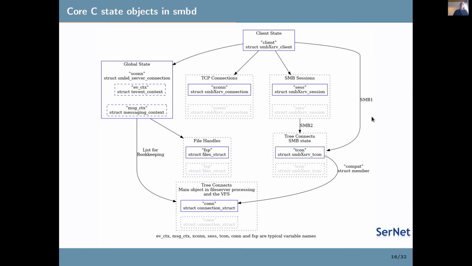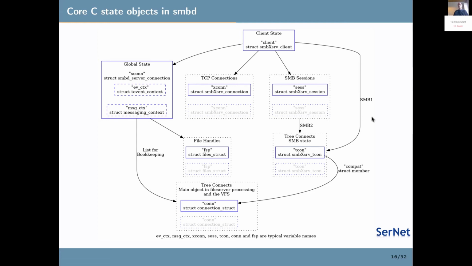So we have then references from the client state. We have a reference to the xconn connection, which we saw earlier, where it was allocated. There's typically only one, but with multi-channel, you can have more than just one. And then we have the SMB sessions also hanging off in a list from the client state. Typically, also, there's only one, but there can be more. And then the actual tree connects, so the connected shares. For SMB2, they're hanging off the sessions, but for SMB1, they're hanging off the client state.